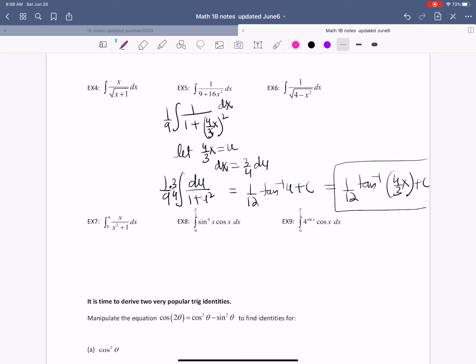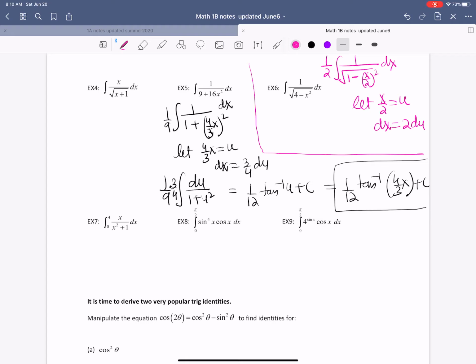All right, the next example we have here. For this one, let's go ahead and pull the square root of 4 out from the square root. So I'd be left with square root of 1 minus x over 2 squared dx. We're going to let x over 2 be u, dx would be 2 du. So this is 1/2 times 2, and then du over square root of 1 minus u squared.